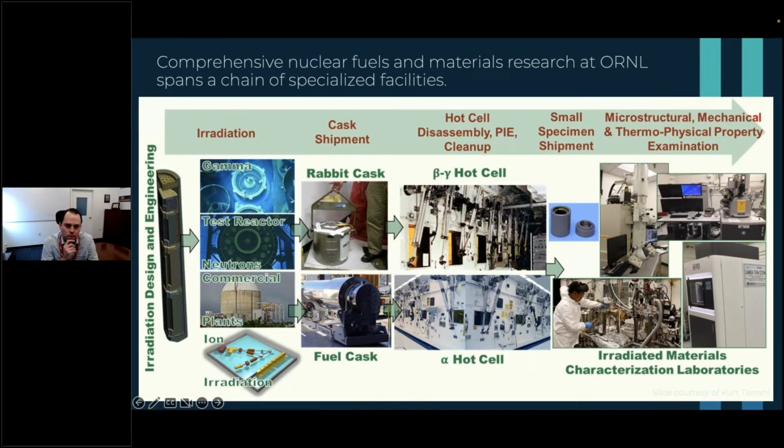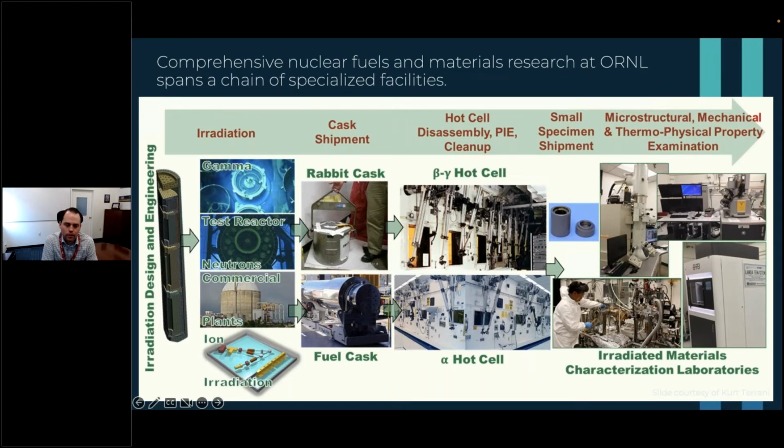Irradiation testing can happen in our gamma facility or in the High Flux Isotope Reactor, or we can also receive material from commercial plants or ion irradiated material. We have our internal rabbit cask and other types of casks we use to move things around our site, but we can also accept larger fuel shipments, commercial fuel, and a NAC cask or other casks. And then they go to our hot cells.